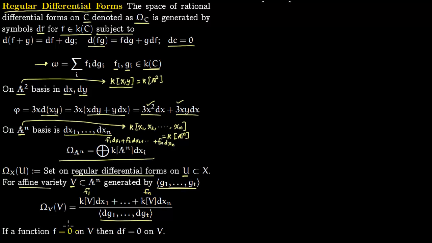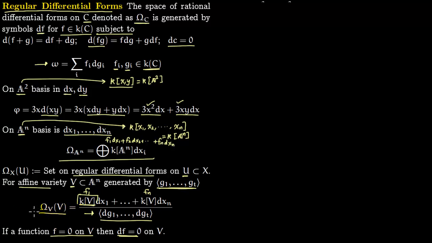Notice that if f is 0 on V, that is taken care of in k[V]. When you construct the coordinate ring, this f would be automatically 0. Then df is also 0, and df is taken care of here. So f is 0 here, and df would be 0 in the part you modulo out. So you have the differential form.